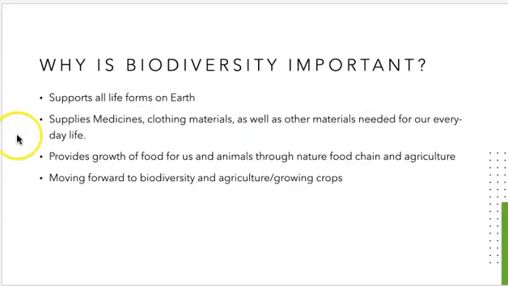Why is biodiversity important? Biodiversity is crucial because the processes involved sustain and support all life on Earth, from insects, plants, land animals, aquatic animals, and humans. It helps supply clothing, materials, medicines, as well as other materials needed for our everyday lives.